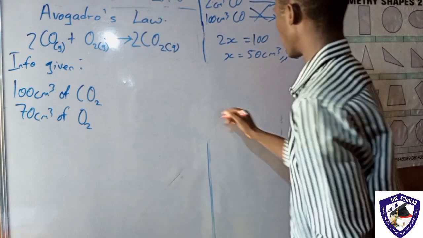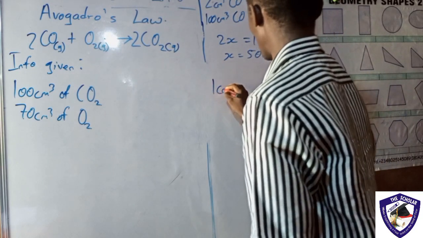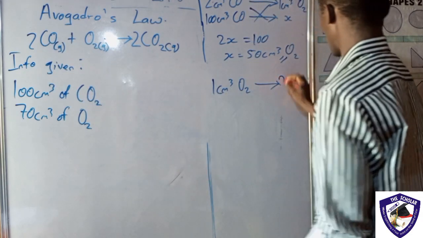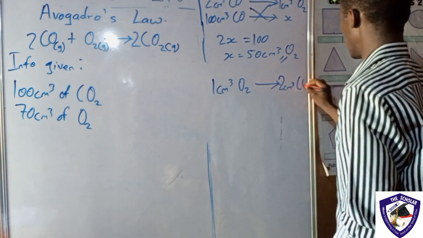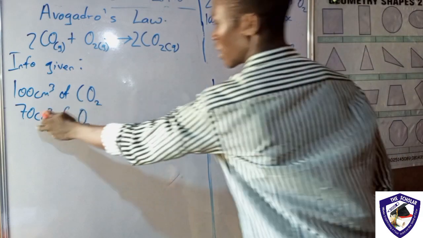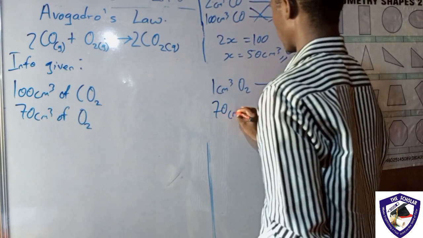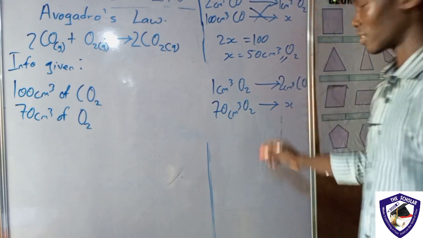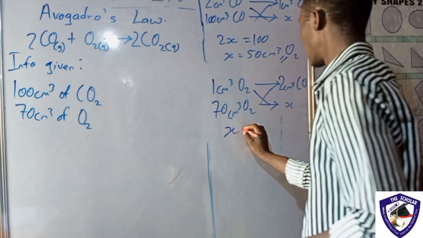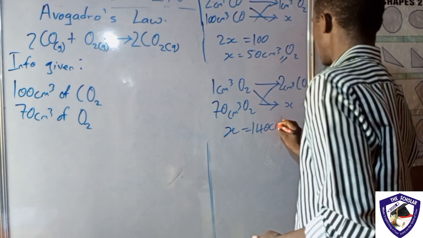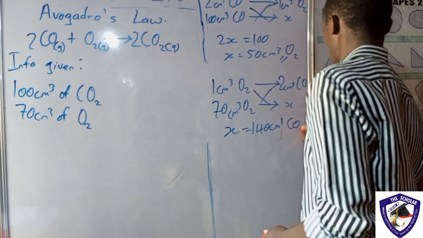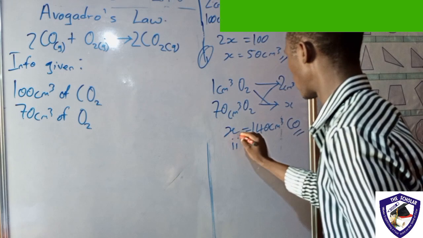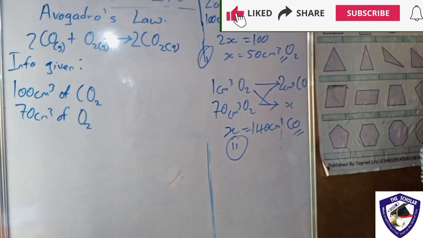Let's look at oxygen now. For oxygen, 1 centimeter cube of oxygen reacts with 2 centimeter cube of CO, right? Now, 70 centimeter cube of O2 will give us what? X. If you cross multiply, we have our X equal to 140 centimeter cube of CO. Equation 1 or solving 1 and solving 2, which one are we making use of?